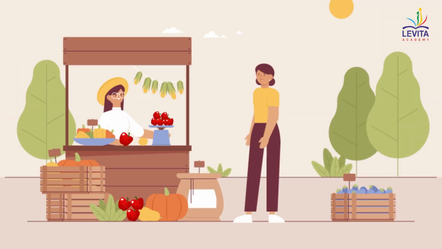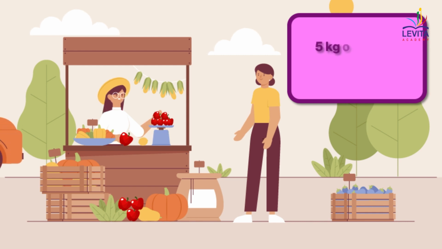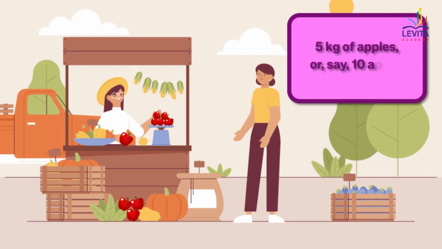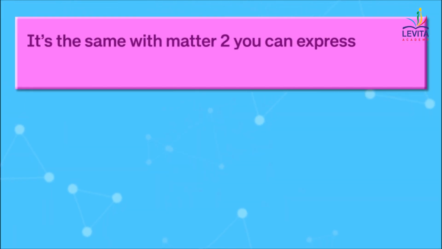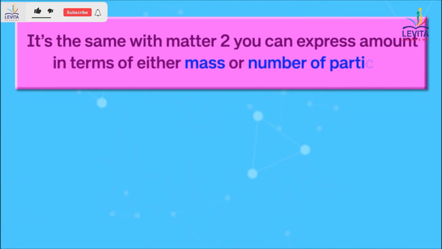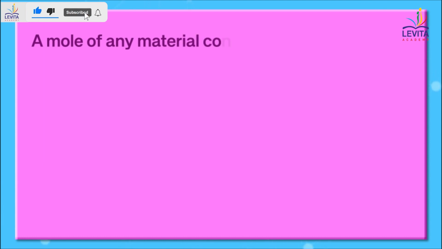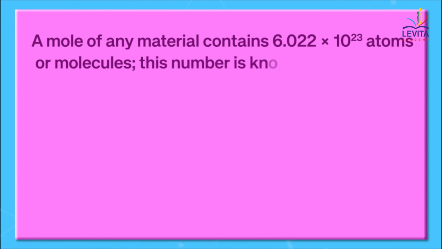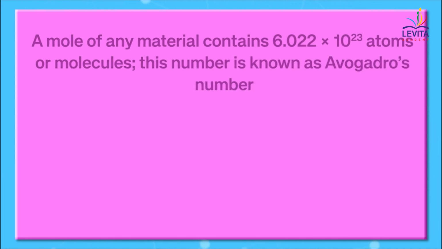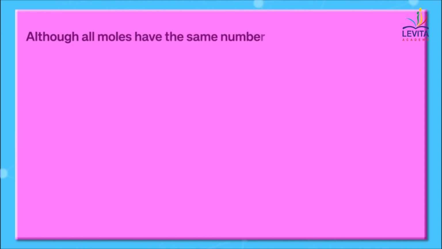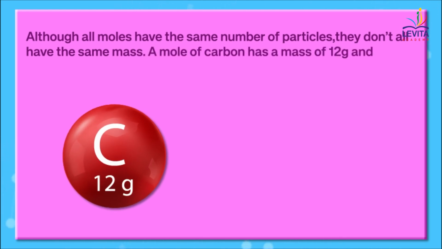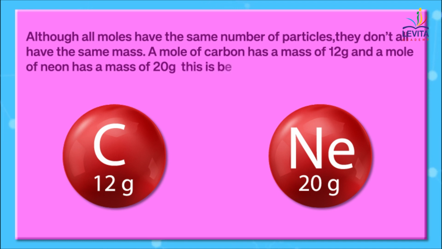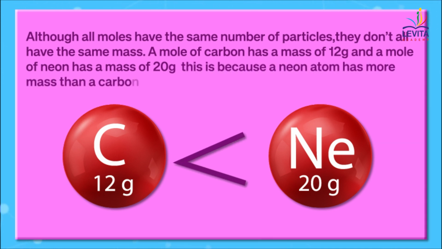The mole. When buying apples, you can ask for 5 kilograms of apples, or, say, 10 apples. Both are a measure of amount. It's the same with matter too, you can express amount in terms of either mass or number of particles. A mole of any material contains 6.022 × 10^23 atoms or molecules. This number is known as Avogadro's number. Although all moles have the same number of particles, they don't all have the same mass. A mole of carbon has a mass of 12 g, and a mole of neon has a mass of 20 g. This is because a neon atom has more mass than a carbon atom.